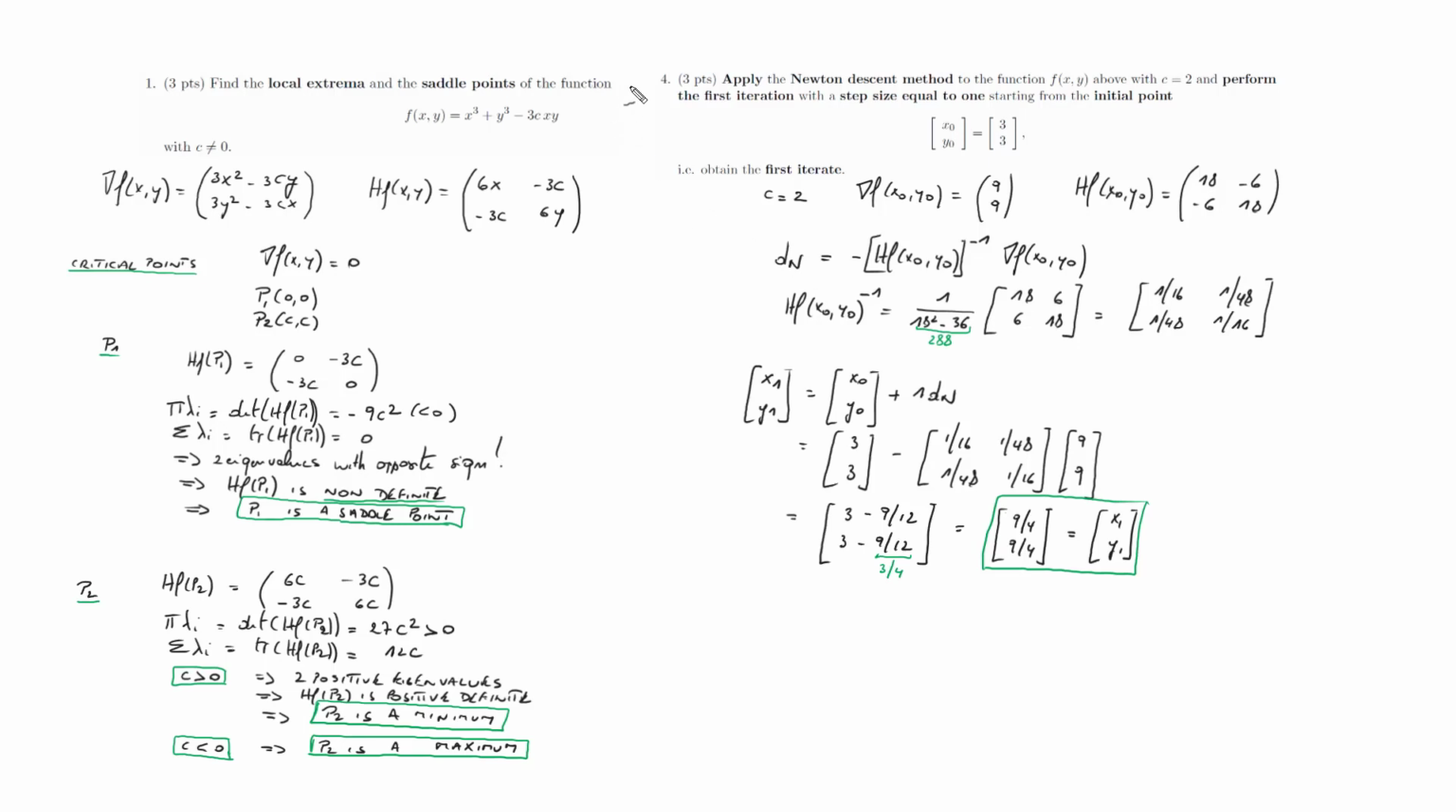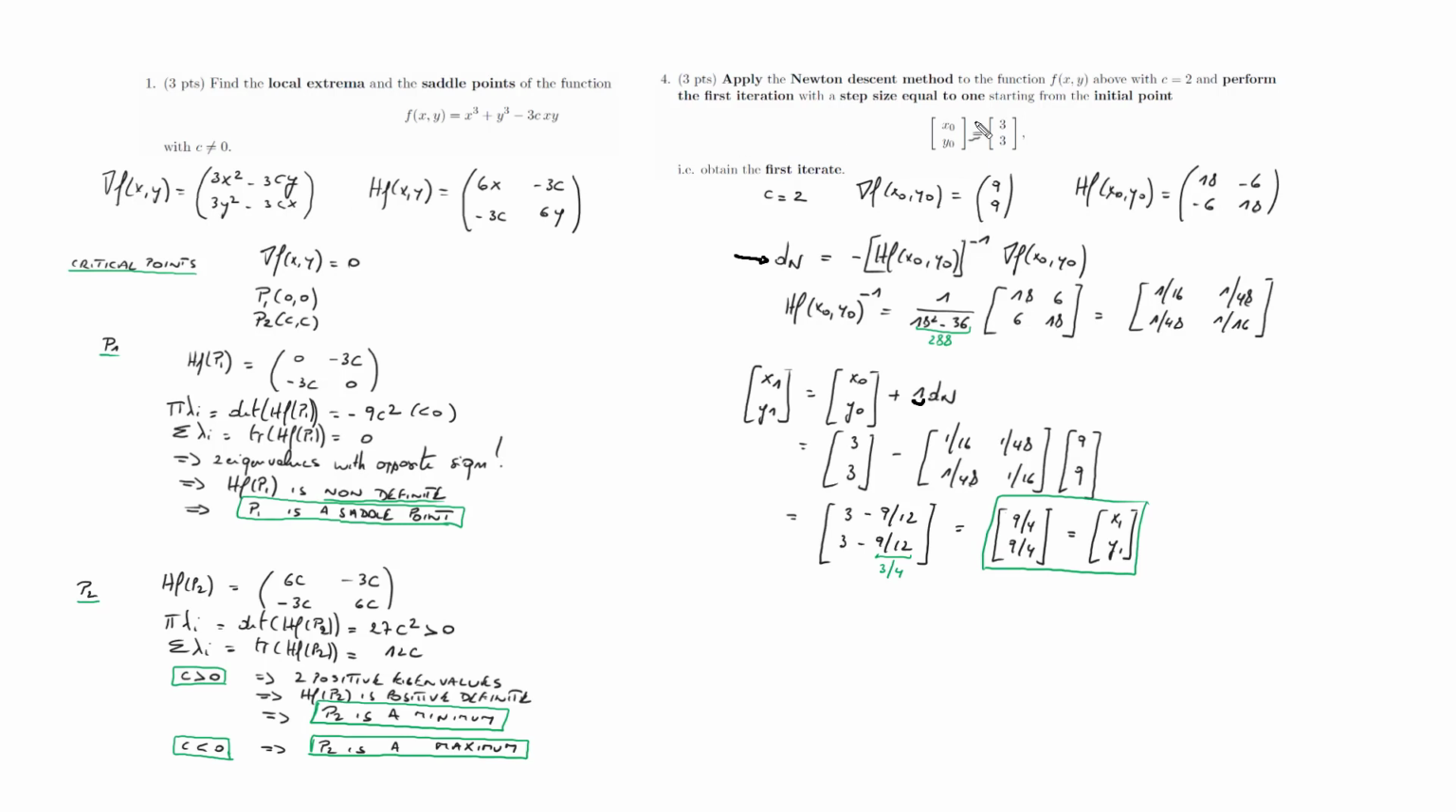So let us have a look at question 4. We're looking for the first iterate when we optimize this function using the Newton descent method, right? So here is the first iterate. It's obtained from the initial point by taking one step in the Newton descent direction. The Newton descent direction is given over here, and you need the Hessian and the gradient evaluated, in this case, at the initial point.